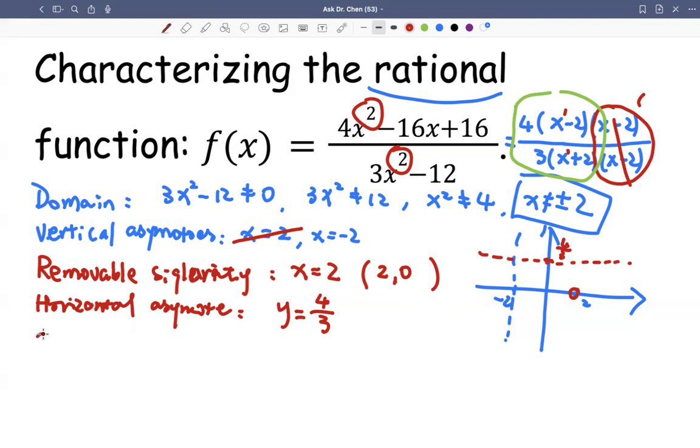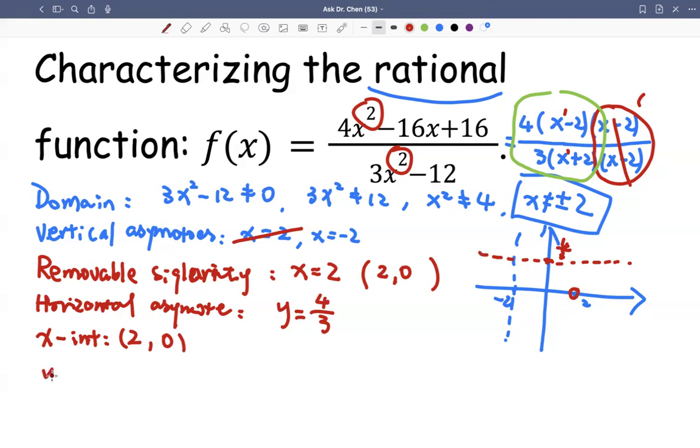What else? Let's see, x-intercept and y-intercept. X-intercept means the y value is 0. Right? So let's check. When the y value is 0, the function value is 0. So that means the numerator is 0. The numerator is 0 means x equals 0. So actually the x-intercept is the same as the removable singularity, right? It's right here.